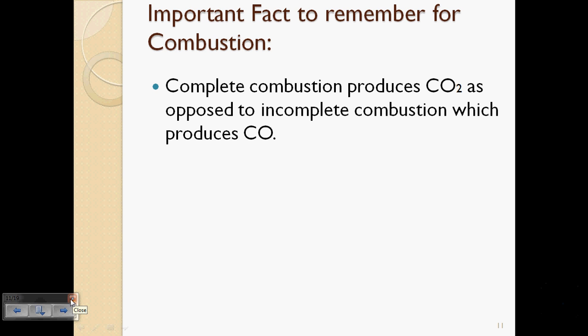Another thing to remember here is, complete combustion produces carbon dioxide, but if it is incomplete combustion, it will produce carbon monoxide as well. So in an incomplete combustion, you'll make carbon dioxide plus carbon monoxide, while in a complete combustion you'll produce only carbon dioxide.